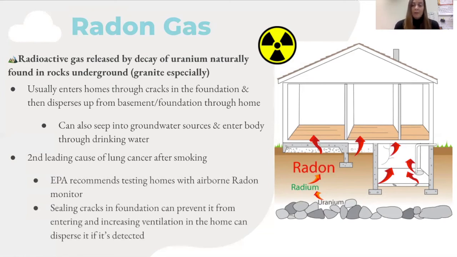So the EPA recommends testing homes. Most of the time when homes are sold, it's required that they be tested for radon. And if radon is found, then the mitigation process, the fixing process, is to seal cracks in the foundation and usually to install a ventilation system that just pushes the radon outside, because then it's dispersed enough that it's not an issue.